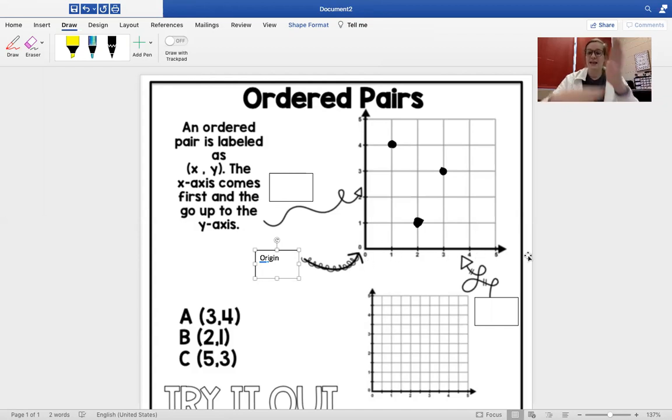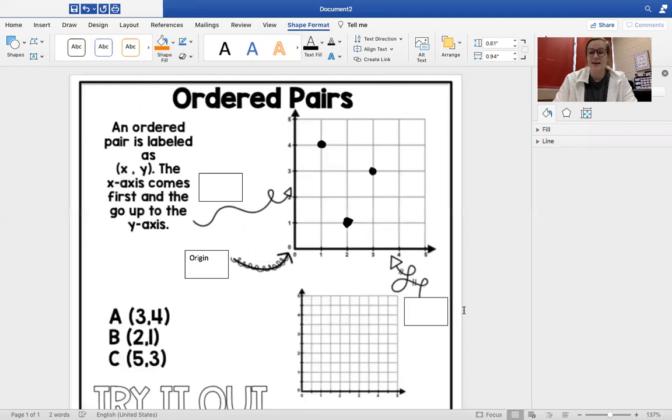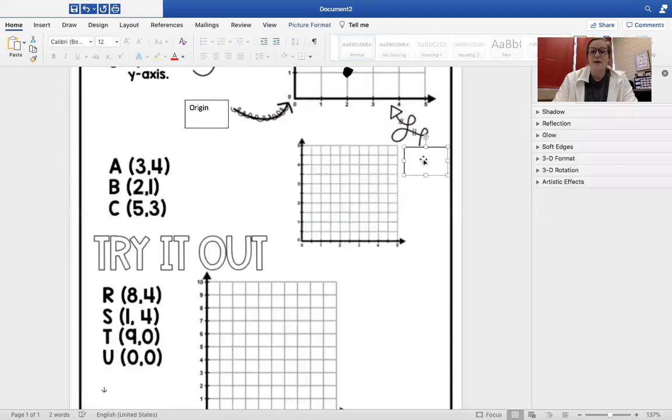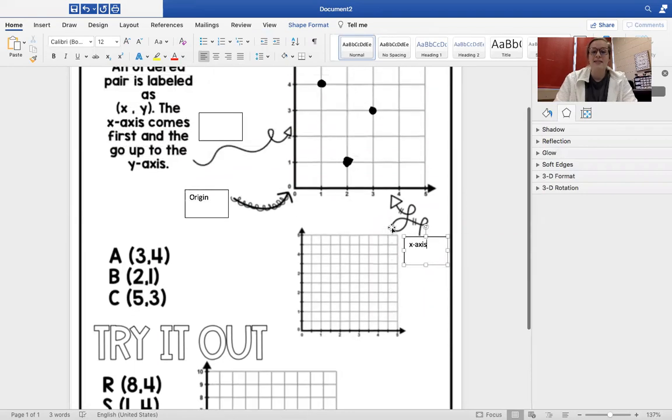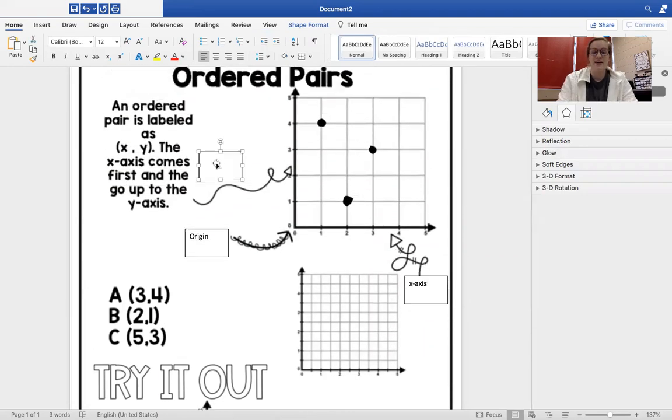Now we have our X and Y axes, and those are the two lines that are being pointed to on either side of our graph here. If you remember, the x-axis is horizontal. Can you show me horizontal with your arms? Great job, horizontal. So that means that this line right here is going to be our x-axis. And that means this other line right here is going to be our y-axis.